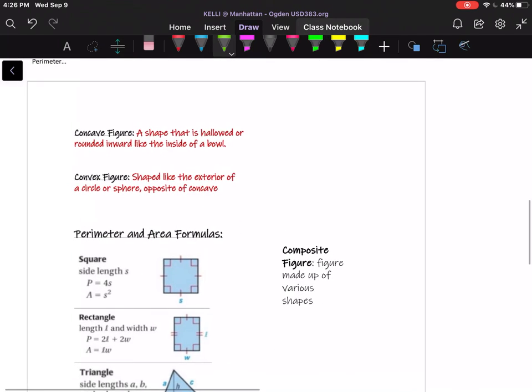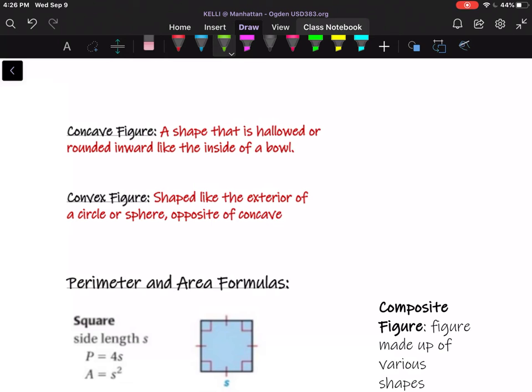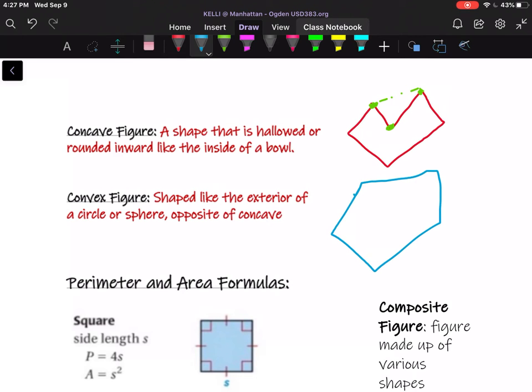Definitions you need to know: concave and convex figures. A concave figure is a figure that like caves in, is the best way that I can describe it. So if I've got something like this that caves in, where I could connect this vertice and this vertice with a line, and if I can connect those vertices and there's one inside the figure, then it's considered concave. Convex is what you normally think of as just like a regular sided figure that doesn't cave in at all.